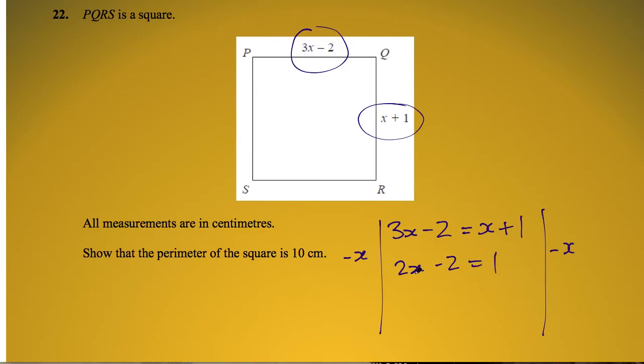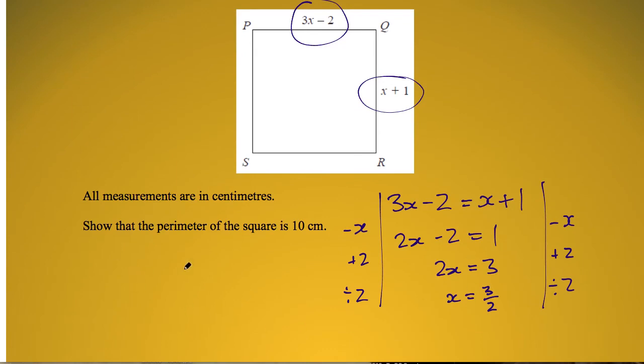Get all of the x's on one side, all of the numbers on the other side, so I need to plus 2 to both sides. That leaves me with 2x equals 3. That leaves me with x equals 3 divided by 2. I'm dividing both sides by 2 there. Which is 1.5.